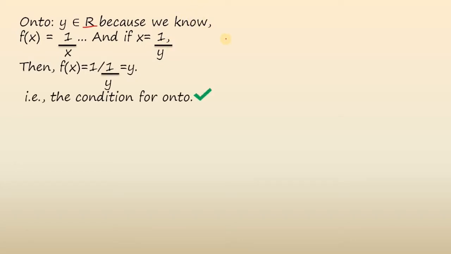For onto I told you f(x) must be equal to y. So if you substitute f(x) as 1/x and equate it with y, x will become 1/y. So now you substitute this x value inside f(x). So wherever you have x, you put 1/y and you get back y. So f(x) is equal to y. That means what? That was the condition for onto, right? It is onto.